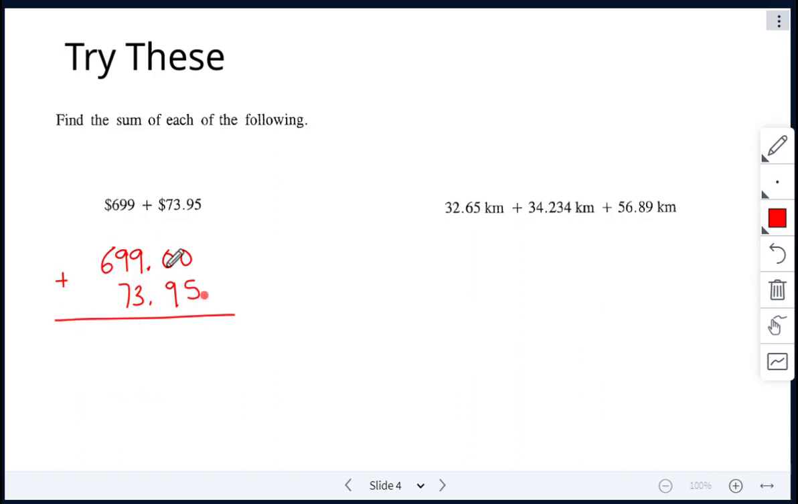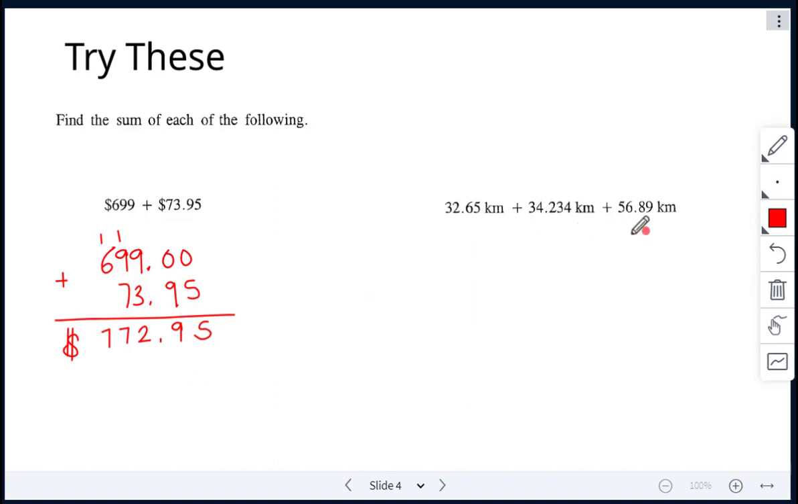Okay, everything's lined up. So 0 plus 5, that's 5. 0 plus 9, that's 9. 9 plus 3, that's 12. 7, 9, and 1, that gives me 17. And then 6 and 1 gives me 7. So the answer is $772.95.